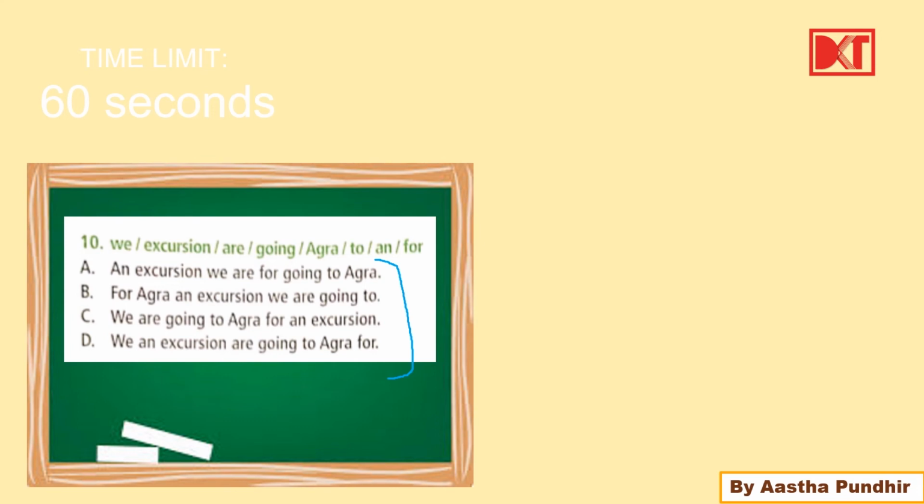Here, which is the correct one? It is C, that we are going to Agra. What for? For an excursion. What is the subject? We. And what is the predicate? What is the action being done? That we are going to Agra. What for? For an excursion. Alright.